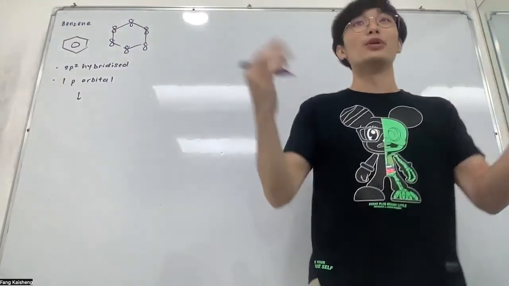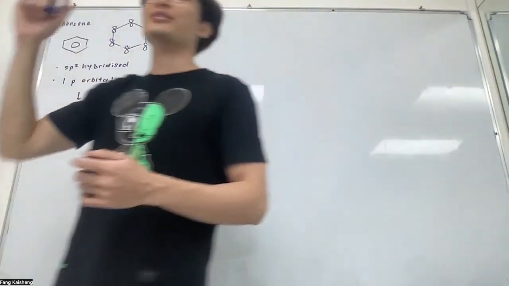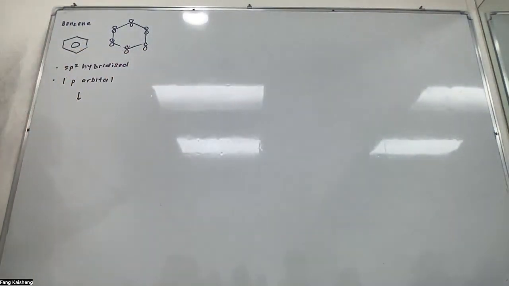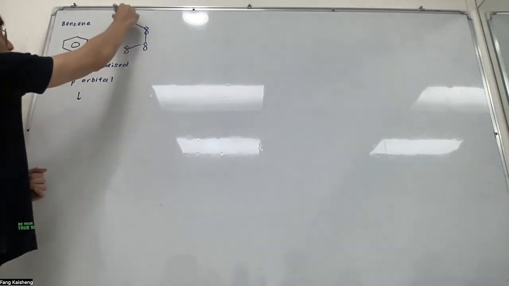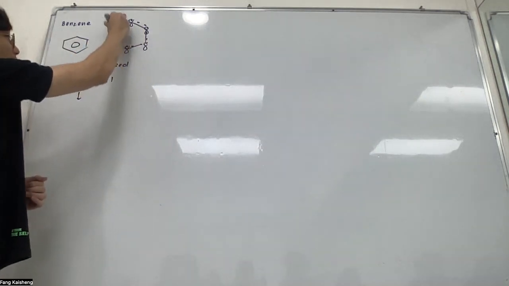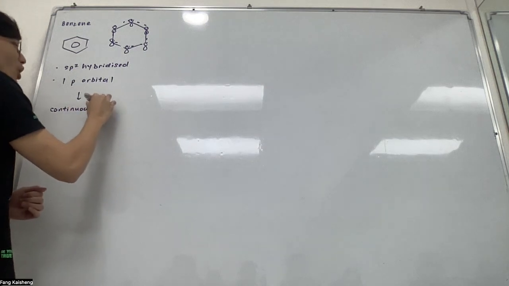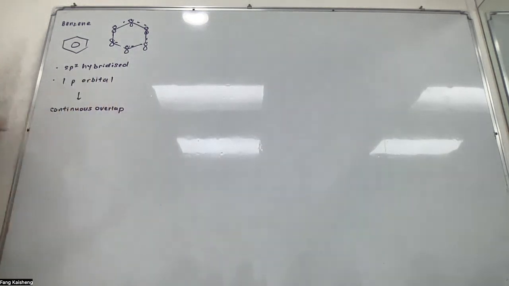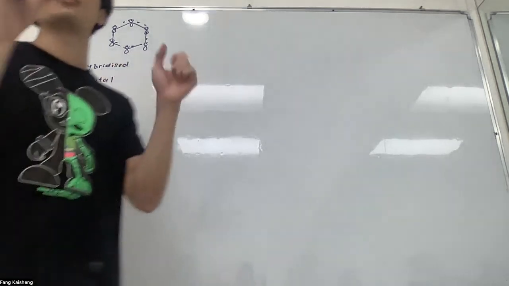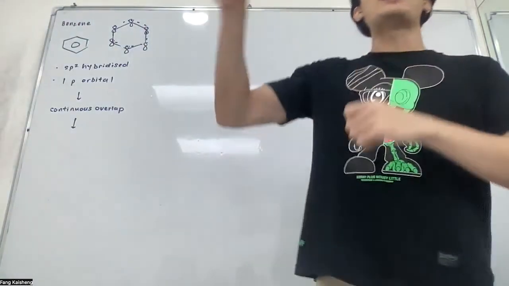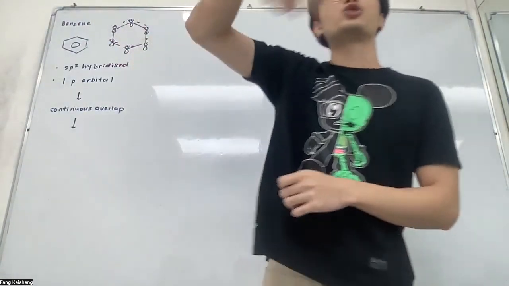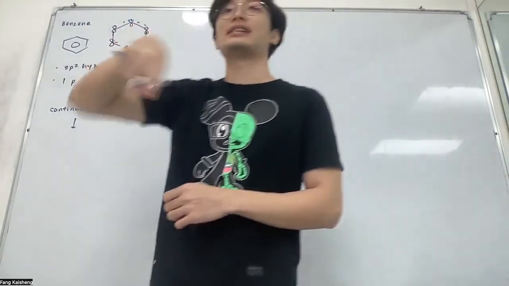What will happen? What would they all do? Would they just be standing there doing nothing? No, right? They're all side by side, so they will overlap with one another continuously. So we talked about how, if all of them have p orbitals, there's this thing called a continuous overlap of p orbitals. All 6 p orbitals are connected to one another. Because of that, what does this allow to happen? The pi electrons in the ring can travel across the entire 6 carbons.